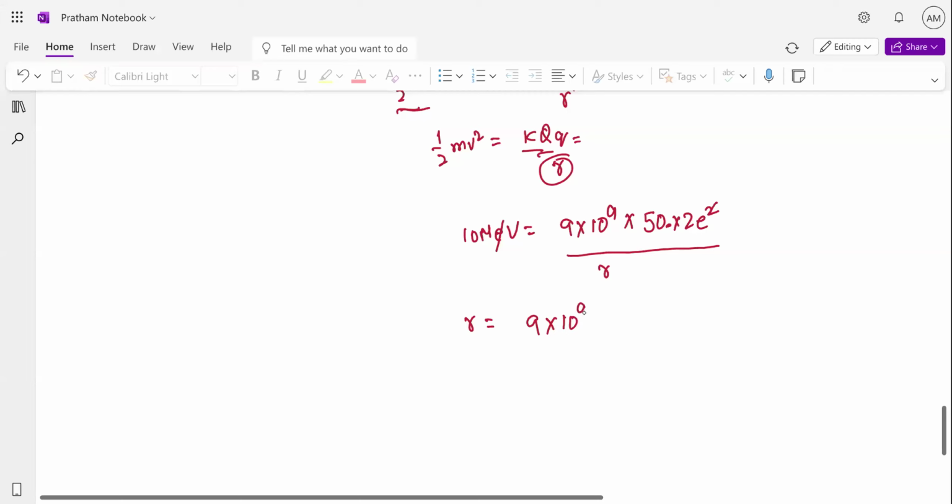9 into 10 to the power 9, divided by 50 into 2, which you can make as 100, whole thing divided by 10 into mega, which is 10 to the power 6. And remaining, we had electron volts, right? You can write that electron as e, which is 1.6 into 10 to the power minus 19. Take it till you can cancel out. I have cancelled one, but one is left, so I have to do this.